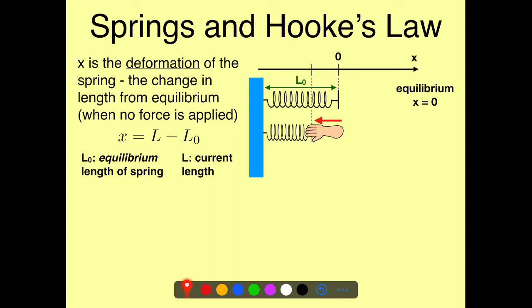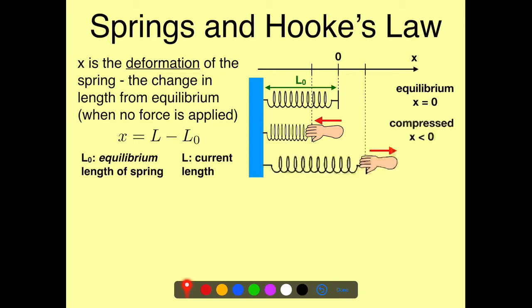Okay, so next, let's imagine we compress the spring, we push it inwards. So now the length of the spring is shortened, it's less than it was before. So the current length L is less than the equilibrium length L naught. So if we do L minus L naught, we're going to get something negative. So when we compress the spring, we say it has a negative value of x, a negative deformation. On the other hand, if we take that same spring and we stretch it out, so now it's longer than its equilibrium length. So L is bigger than L naught, in other words. X is something positive.